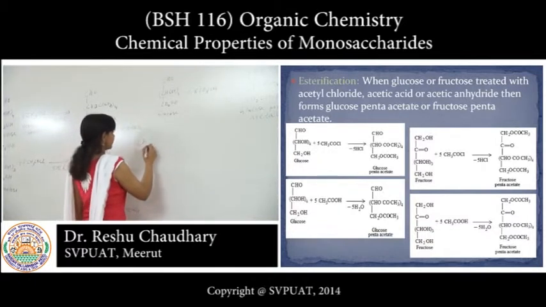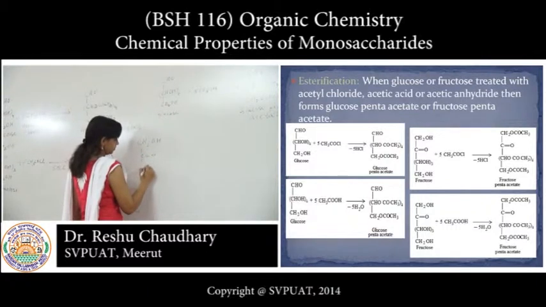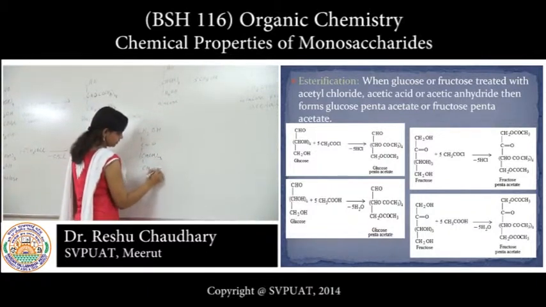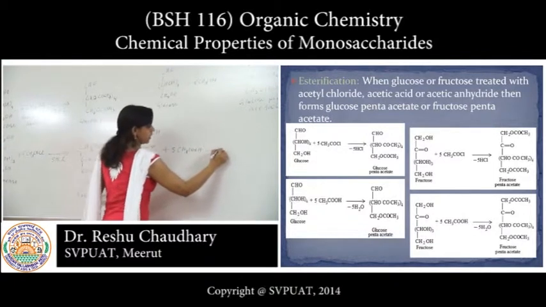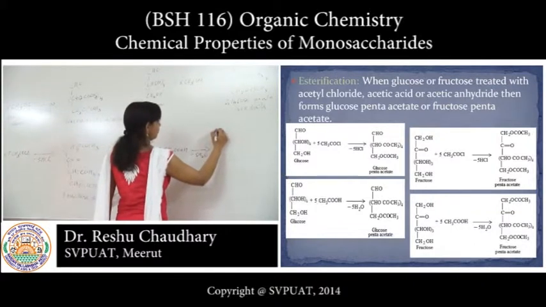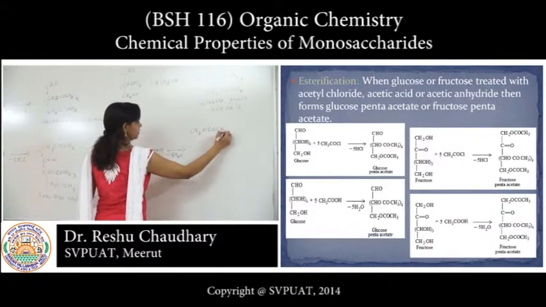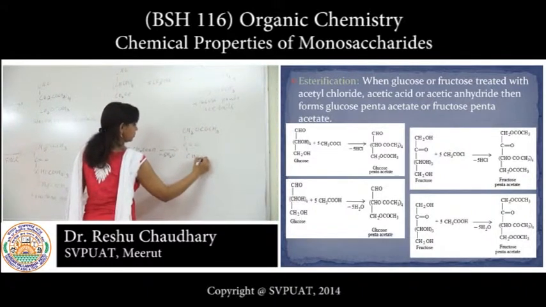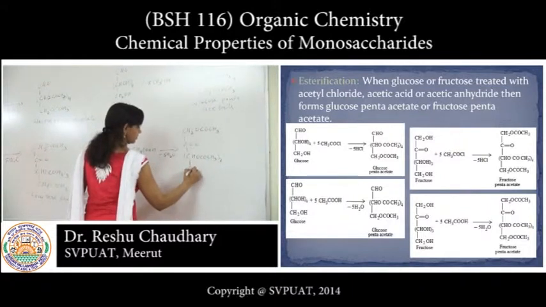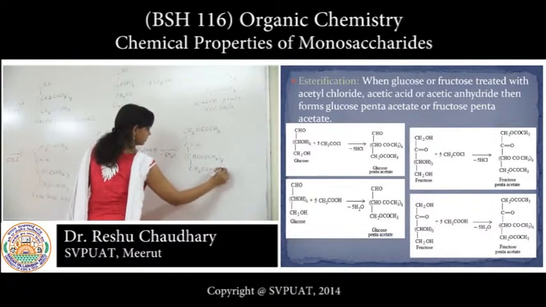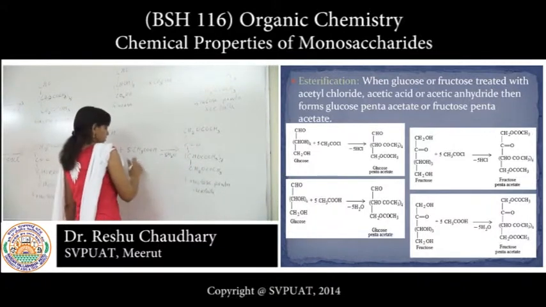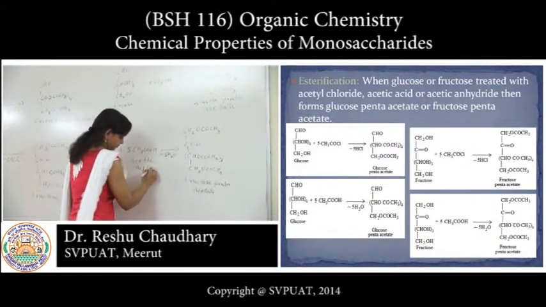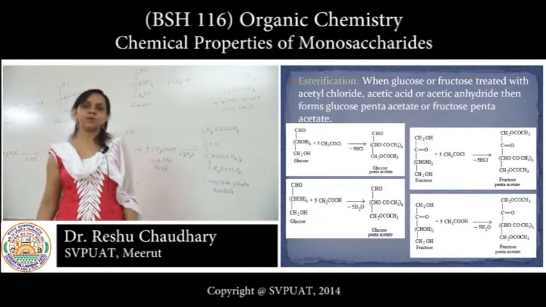Now when fructose reacts with acetic acid: CH2OH, C double bond O, (CHOH) whole thrice, CH2OH, this is fructose. When it reacts with 5 molecules of CH3COOH, then 5 molecules of H2O will come out, and then it forms CH2O, COCH3, C double bond O, (CHO, CO, CH3) whole thrice, CH2O, CO, CH3. This is fructose pentaacetate. This is all about the chemical properties of monosaccharides.